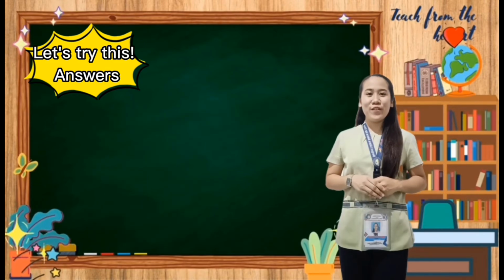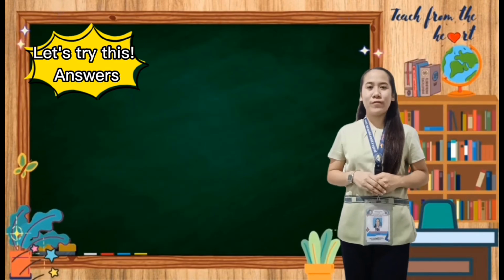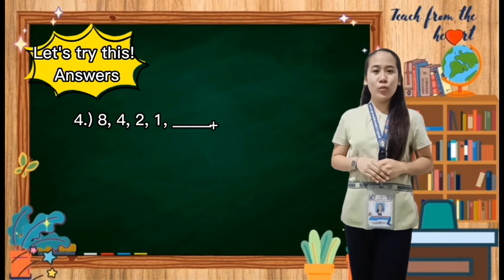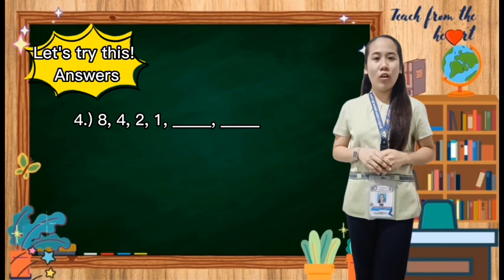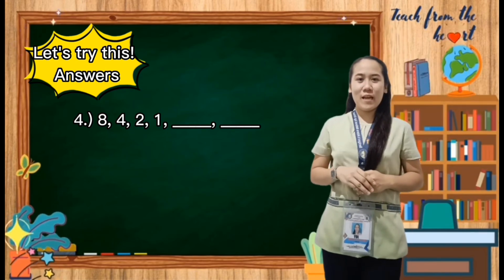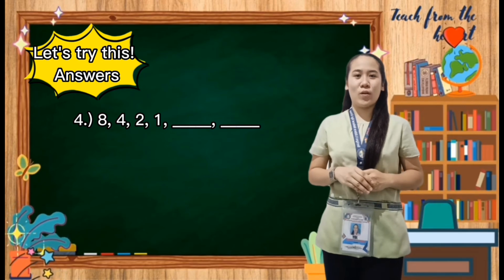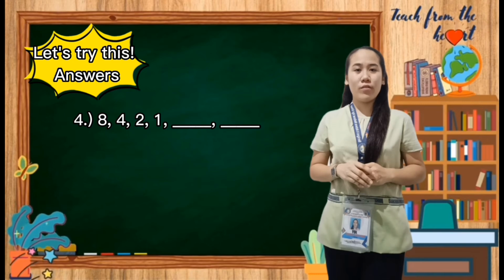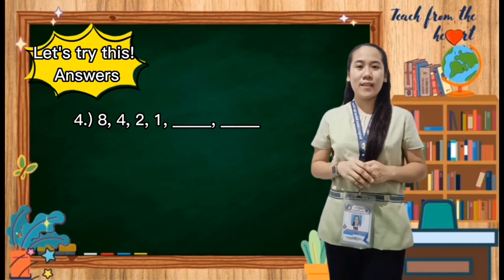So let's have another example. So example number 4. So we have the sequence 8, 4, 2, and 1. What are the next two terms? So the first step is we get the common ratio of the second term divided by the first term, or the third term divided by the second term.